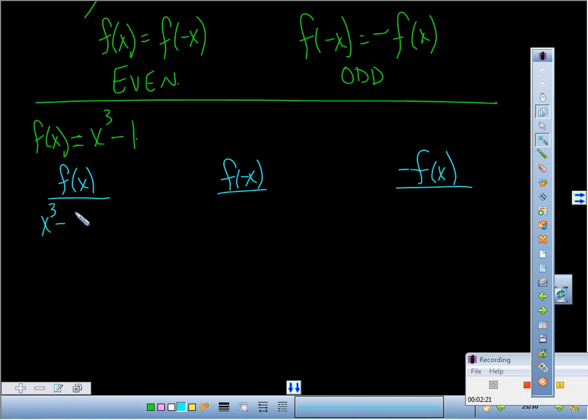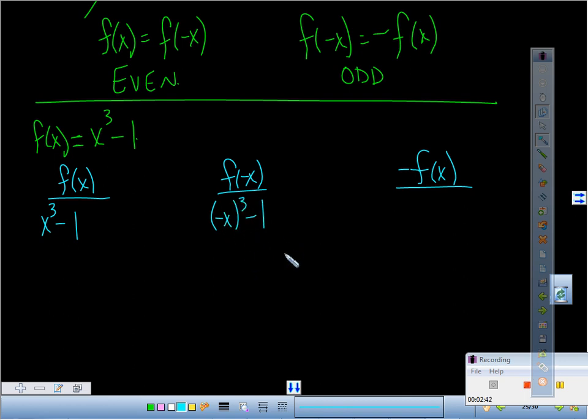Okay, y'all got it? All right. So the first thing I'm going to do, I'm going to make me 3 columns because I'm comparing 3 things. I know one of them, but I have to find the other 2. Sometimes I only have to find 1. If these 2 are equal, then I'm stopping, okay? So now I'm going to plug in a negative x for this x. So that'll be negative x to the third minus 1.